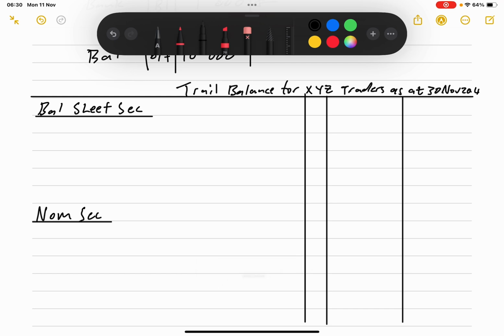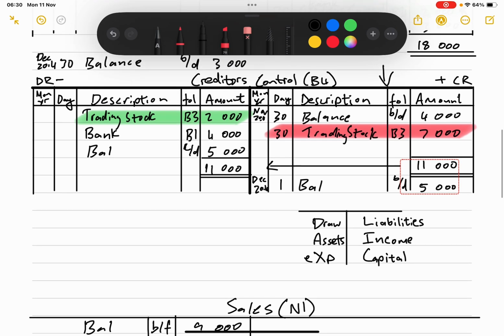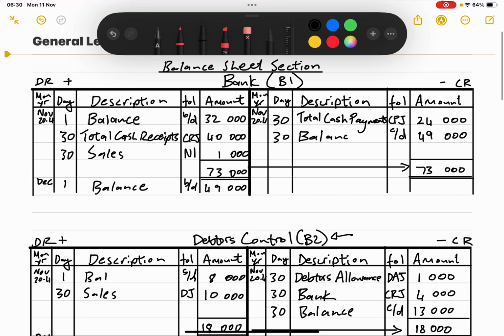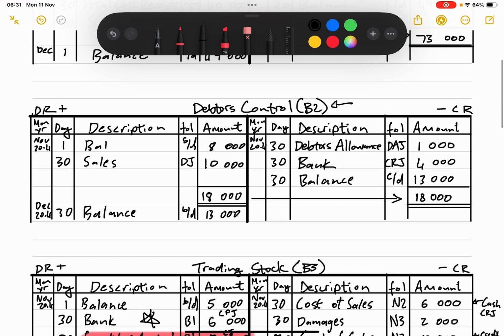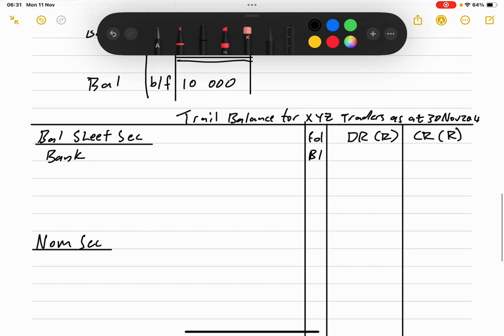Literally all you do is go to your trial balance, go to the very top of your balance sheet, see it's bank, B1. Then you go to bank B1, and it will show a debit balance in rands or a credit balance also in rands. This is your folio, and as at 30 November, what is your balance? 49,000 rand. And you copy and paste that. Bam.